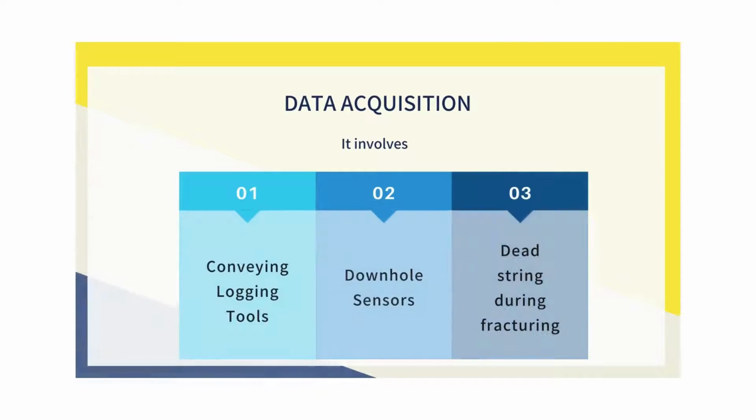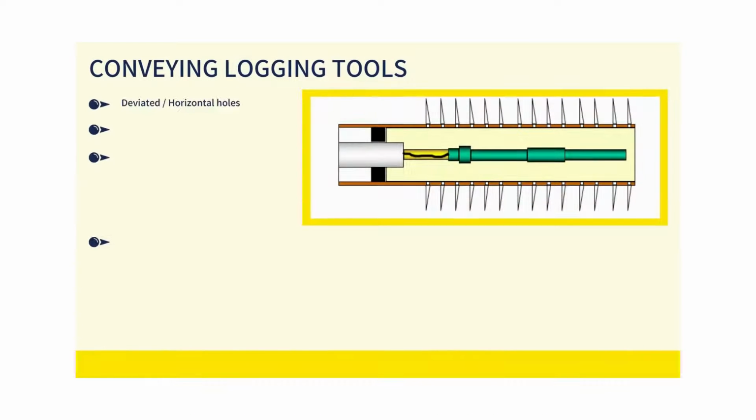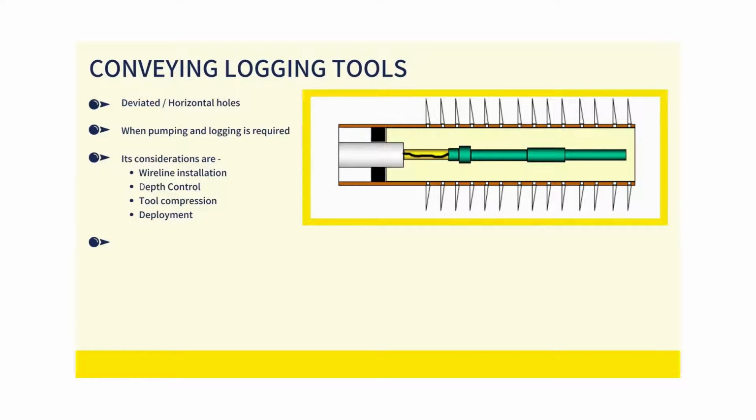Now let us talk about data acquisition. It involves conveying logging tools, downhole sensors, and dead string during fracturing. Conveying logging tools. Deviated, horizontal holes. When pumping and logging is required. Its considerations are: wireline installation, depth control, tool compression, deployment.